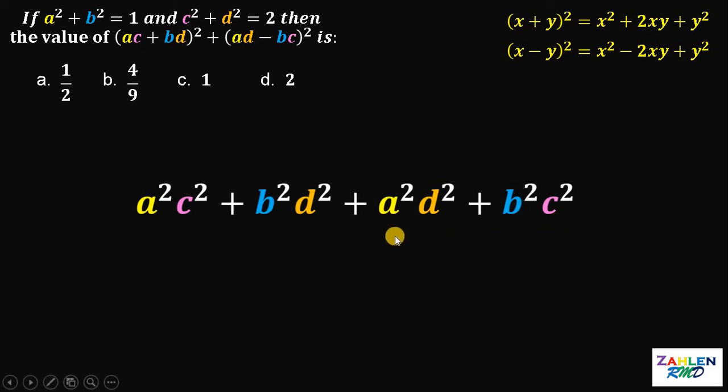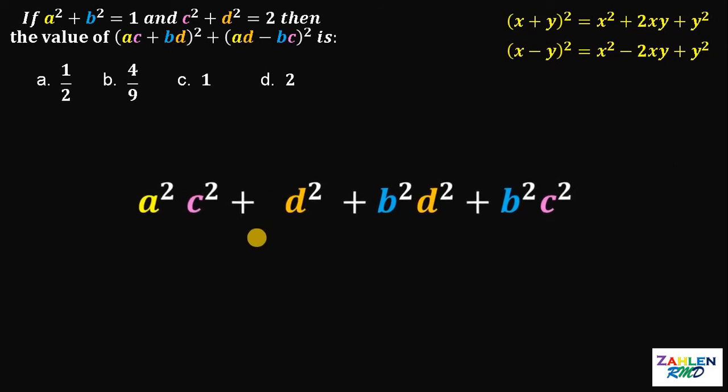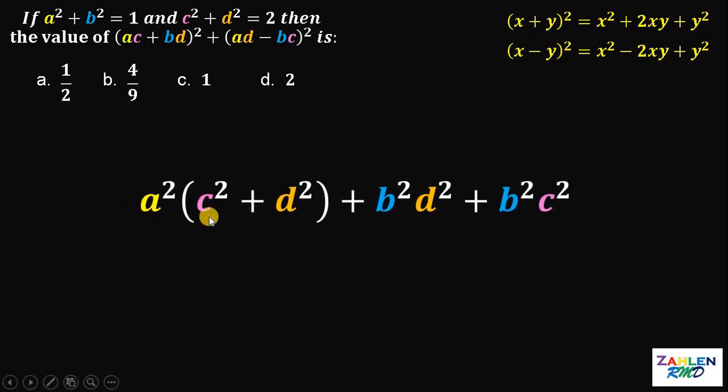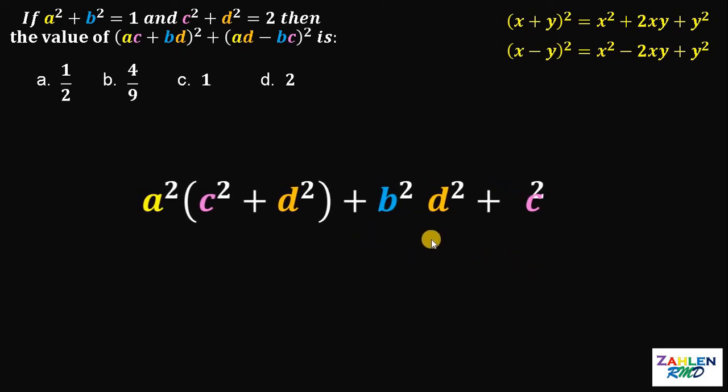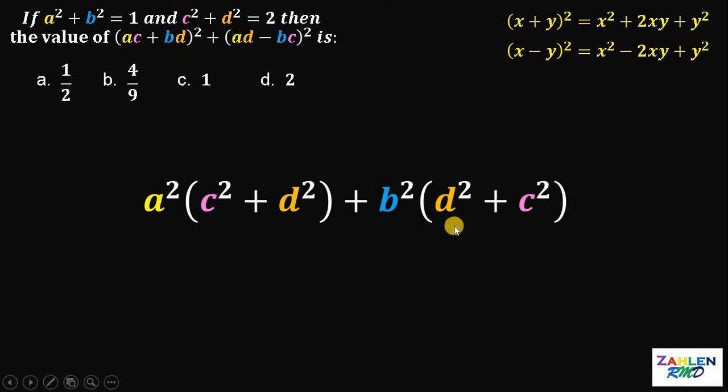Now, let's rearrange some terms a little bit. Focus on these two terms. Notice that we have a common term of a squared, so we can factor out a squared like this. So we have a squared times (c squared plus d squared). Now, on the last two terms, we can factor out b squared. This will give us b squared multiplied by (d squared plus c squared).